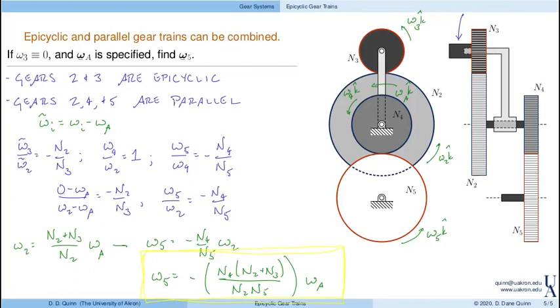So again, kind of a complicated gear train problem. It's got lots of different things. And in particular, it combines both epicyclic and parallel gear trains. So that's it.